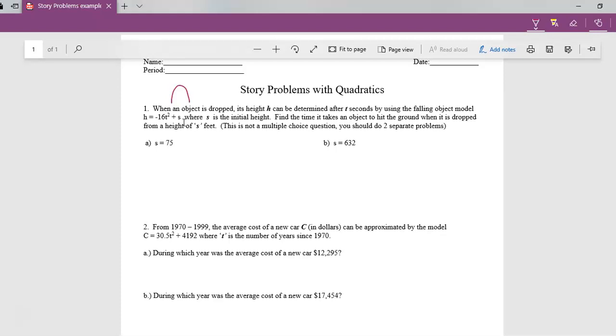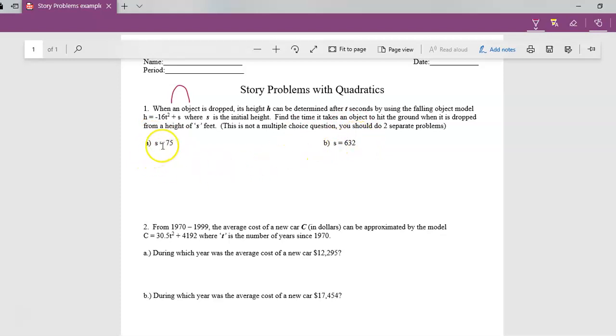Okay, so number one: when an object is dropped, its height can be determined after t seconds by using the falling object model h equals negative 16t squared plus s. h is the height, t is the time that passes, and s is the initial height. Find the time it takes an object to hit the ground when it is dropped from a height of s feet. This is not a multiple choice question. We are doing two separate problems: one when the initial height is 75, one when the initial height is 632.